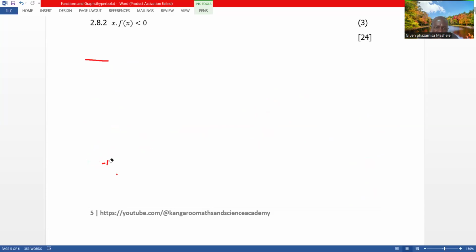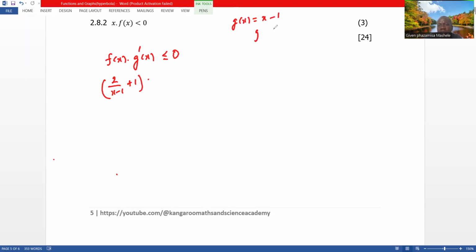Okay, what do you want here? We want the value of x where f of x times g prime x is less or equals to 0. And what is our f of x? Our f of x is 2 over x minus 1 plus 1. G prime x means we differentiate the g. What is g prime x? This will be 1, so it will just be 1.